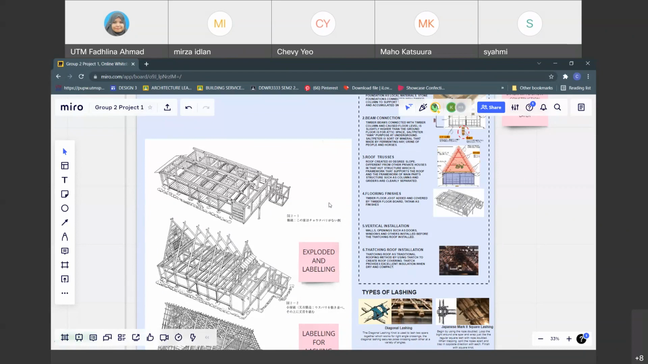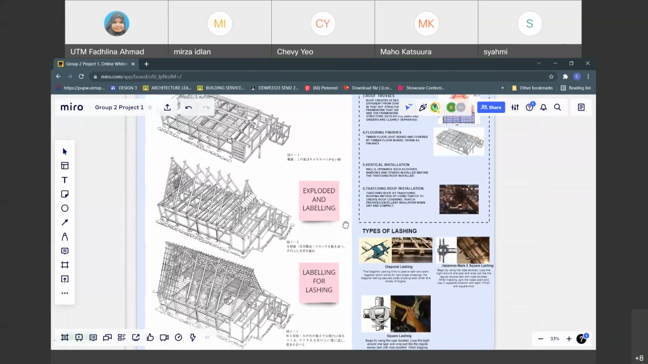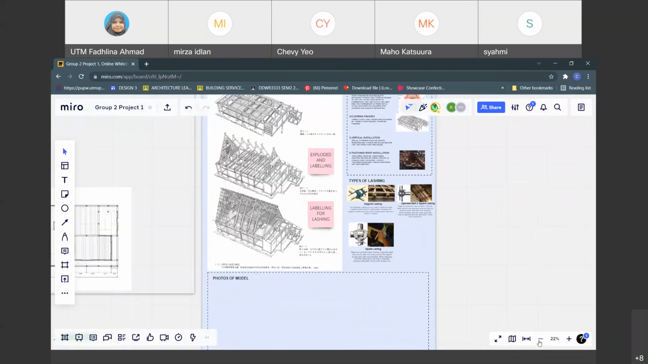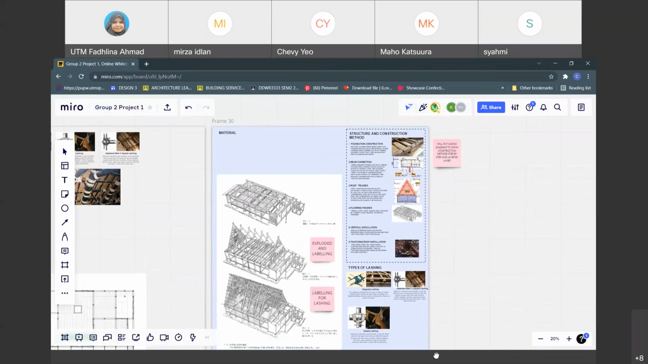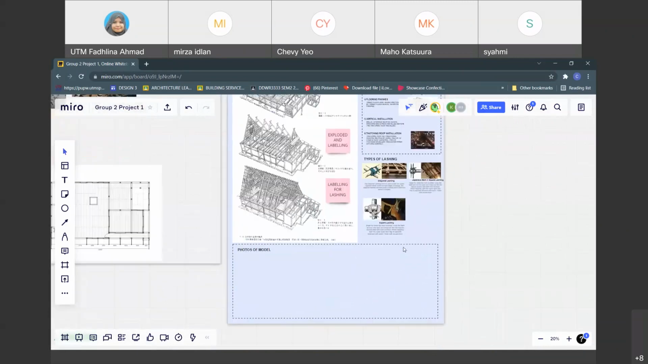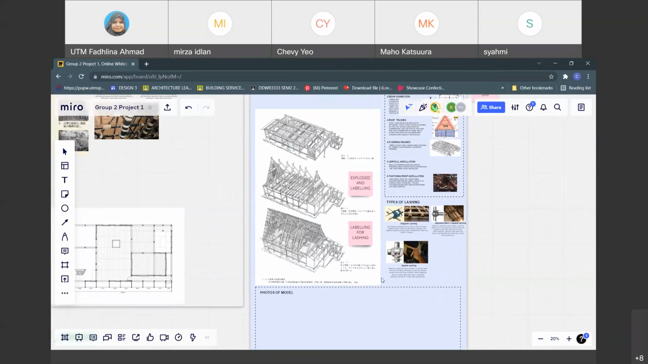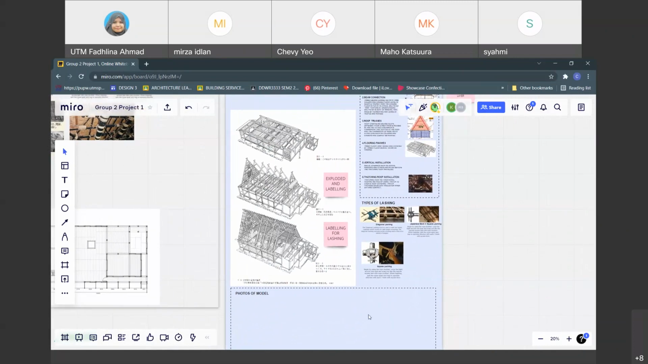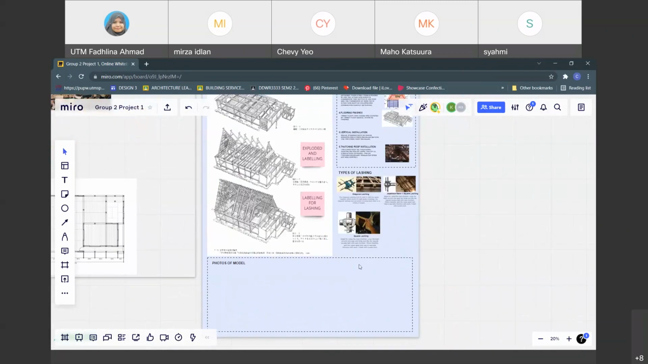Okay. But after this, you need to sit down with your groups and please redistribute. Please make sure that everybody gets a balanced share to be put in their presentation boards. Okay, no problem, Doctor. So, I think that's all from me. And then the lower part, I will put the photo of the model later on.